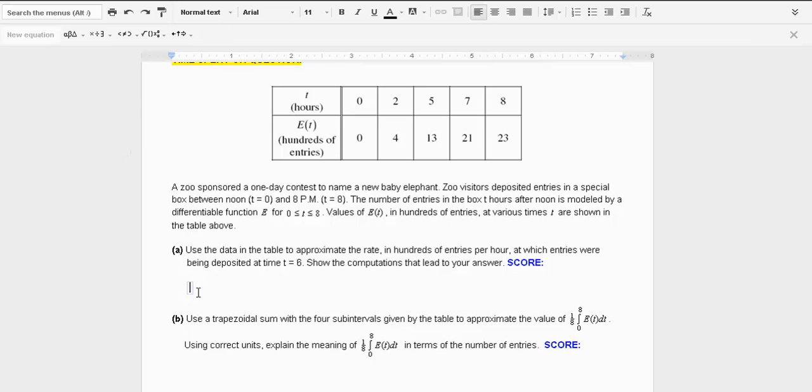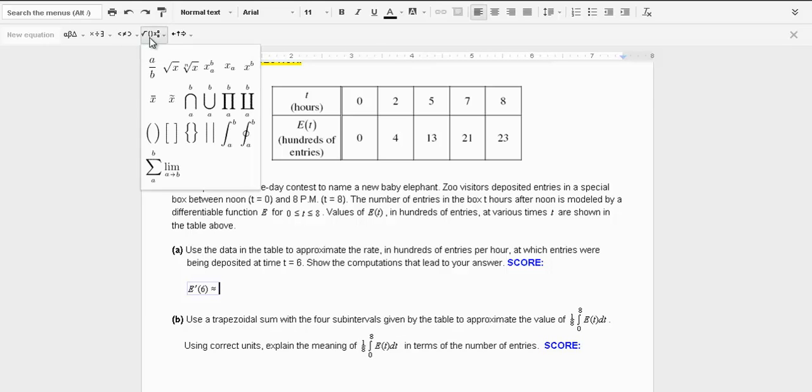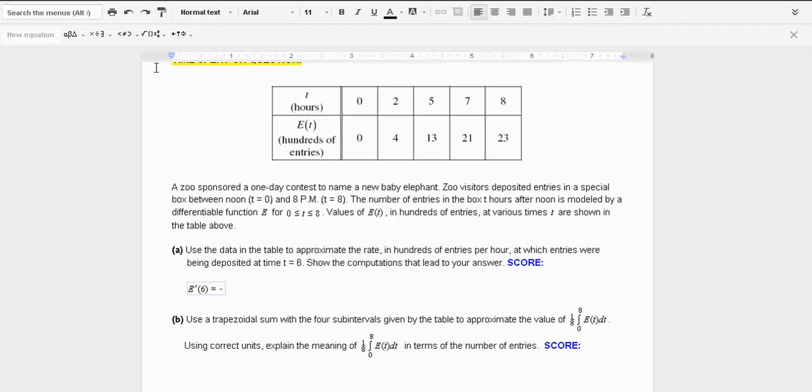So I'm going to enter a new equation. I'm approximating the derivative at 6, and instead of an equal sign, I'm going to use the approximate symbol. This is going to be a fraction, so you would use the fraction template. And we're going to do rise over run. So we're going to use the number of entries at 7 minus number of entries at 5 over the run, which is 7 minus 5.